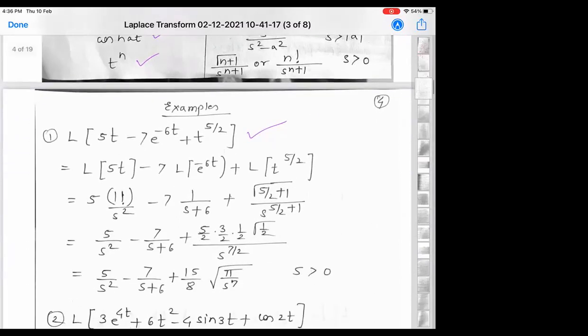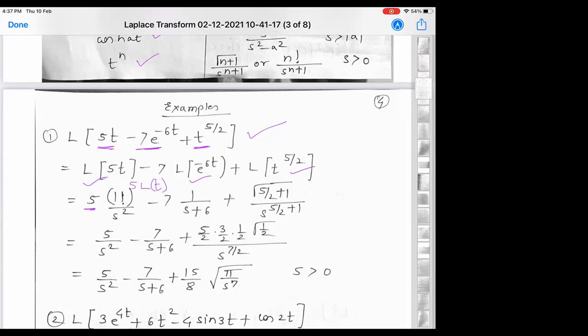First one, now using that linearity property, there are three functions: 5t, then 7 e raised to minus 6t, and plus t raised to 5 by 2. So separate all three to get the Laplace transform of these three functions. First function, 5 is a constant, you can keep it outside, and only a transform of t. So in the first function, 5 into Laplace transform t is required.